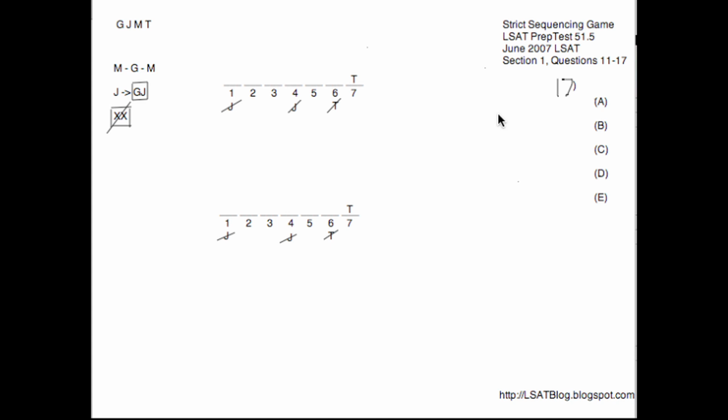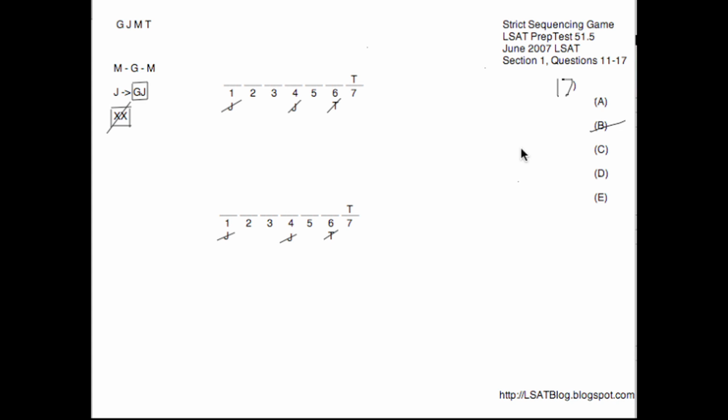Looking at B, M in either week 2 or week 3. We actually saw back in question number 13 that we could have M on 1 and then have M again in either 4 or 6. So we didn't have to have M in either week 2 or week 3, so we can eliminate choice B. Looking at C, at most 2 G's. We've never had more than that, doesn't mean it's not possible. Skip that one for now.